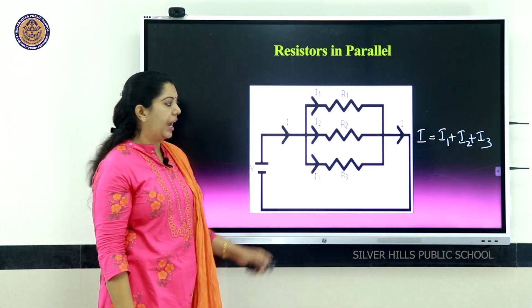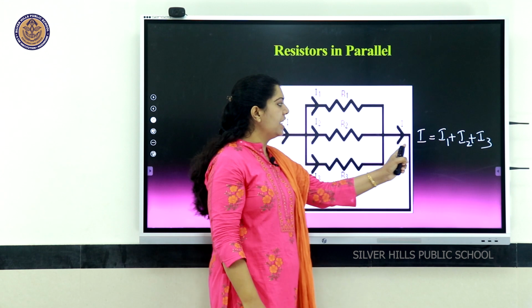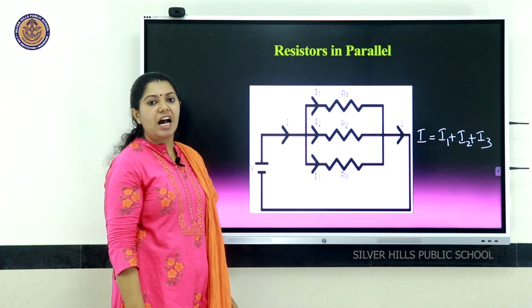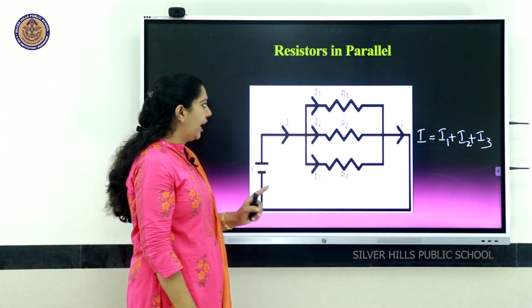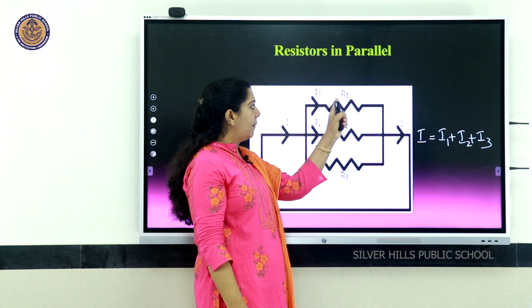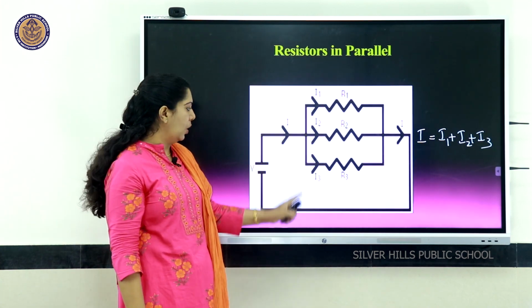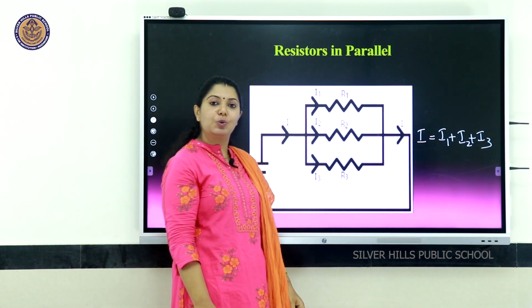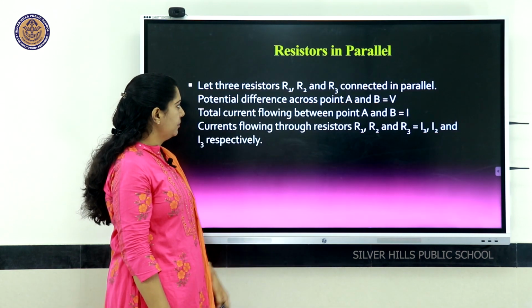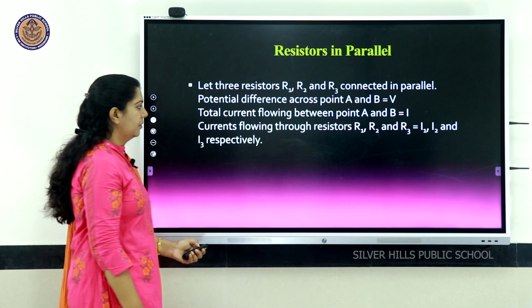This is a circuit diagram. We can say I is equal to I1 plus I2 plus I3, where I1 is the current passing through R1, I2 is the current passing through R2 and I3 is the current passing through R3.